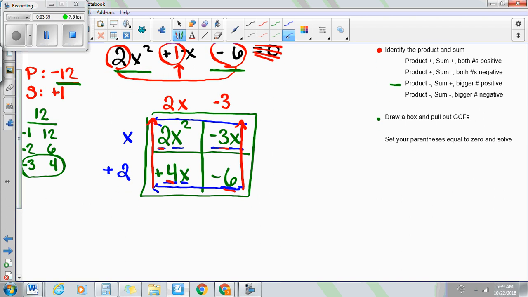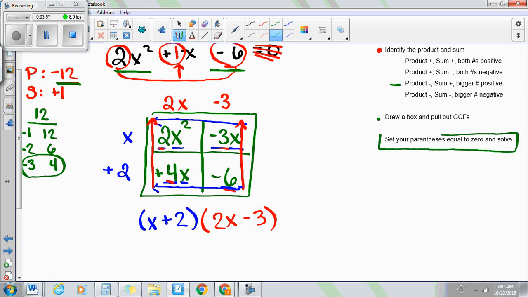So my parentheses for my answer is going to be x plus 2, reading down this side right here, and 2x minus 3. And if all it said to do was factor, we would be done right here. But it didn't. It said solve. And solving says set these parentheses equal to 0. So what I like to do is draw a line down the center because it helps me remember that there are two separate problems here.